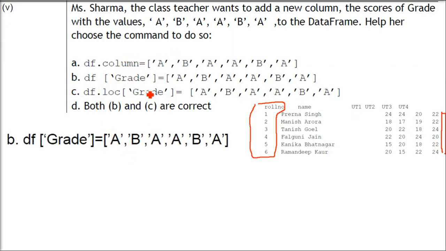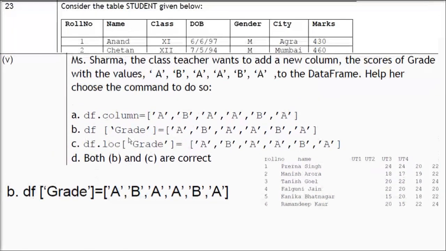It is B, because in df brackets you are giving the name of the column, grade, and then giving the content A, B, A, B, A. So the column name grade will come, and A, B, A, B, A will come. And df.loc grade, if you give this, that will also work. So D is the answer. Both B and C are correct. Okay, B and D, because this is the marking scheme. So B and D are both correct.